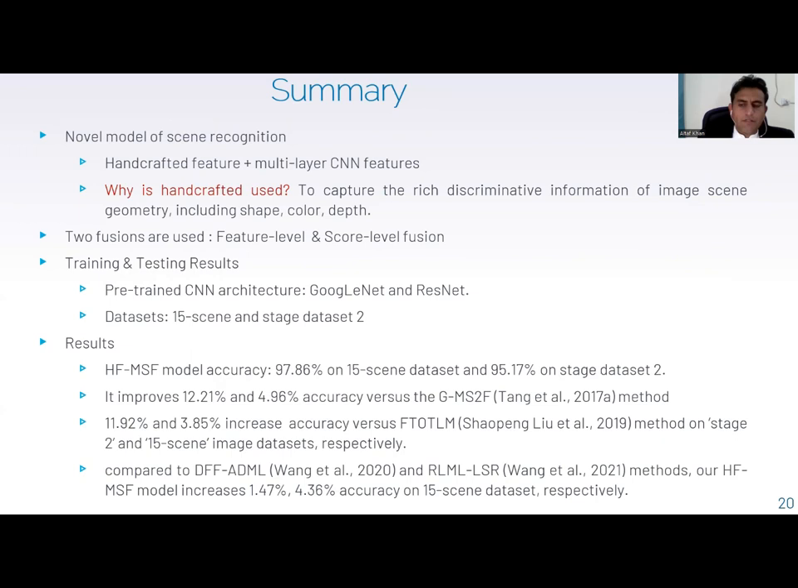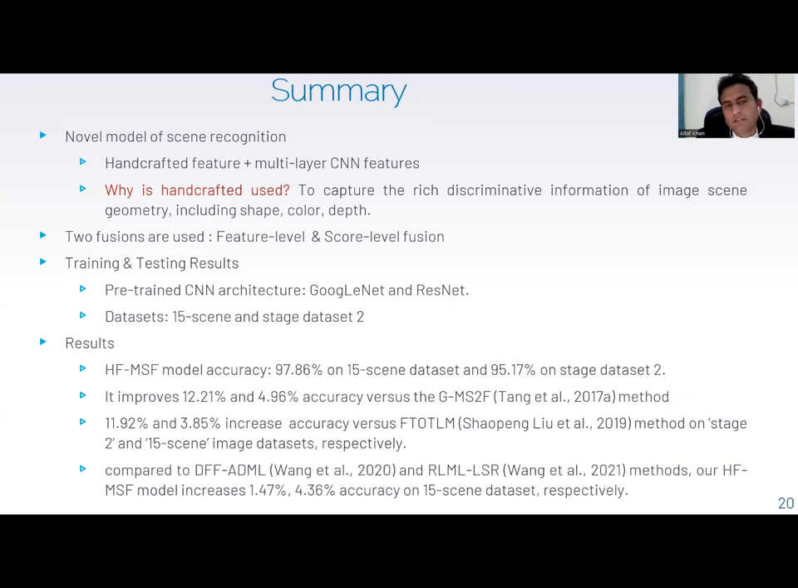Here is a summary of the proposed method, in which the novel method is based on handcrafted features and multi-layer CNN features. Handcrafted features capture rich information on scene geometry, shape, color, and depth, which helps us combine with the deep CNN features extracted using multi-stage, multi-layer CNN. When we combine these features, we get better performance. Two fusion techniques are used: feature level and score level fusion. Feature level means that we combine features together, and score level means predicted probabilities are combined at the end.